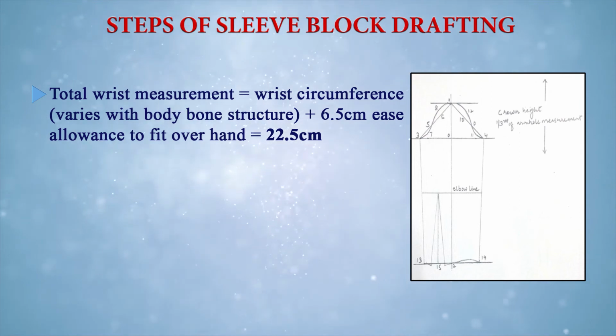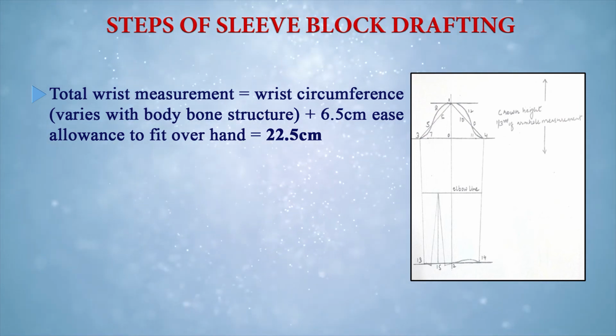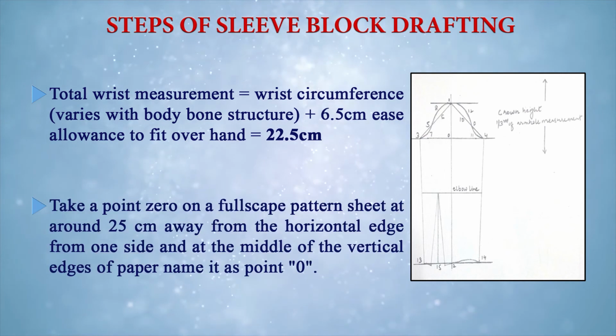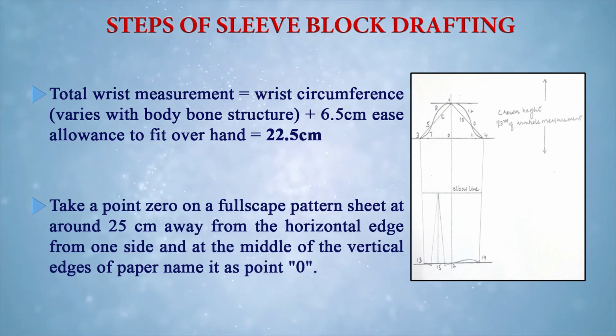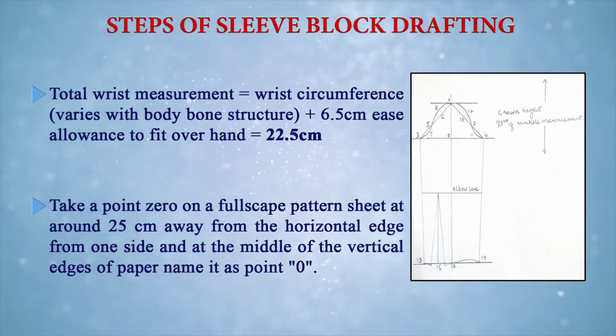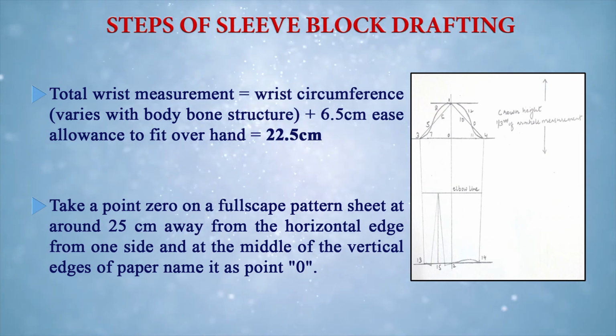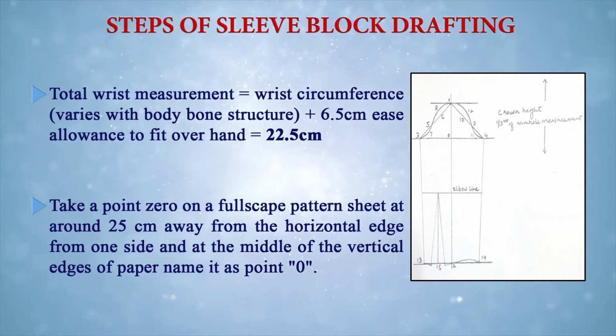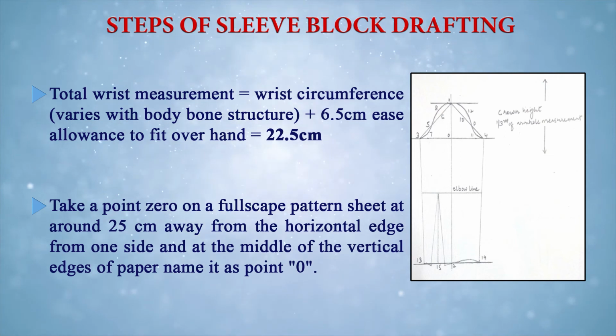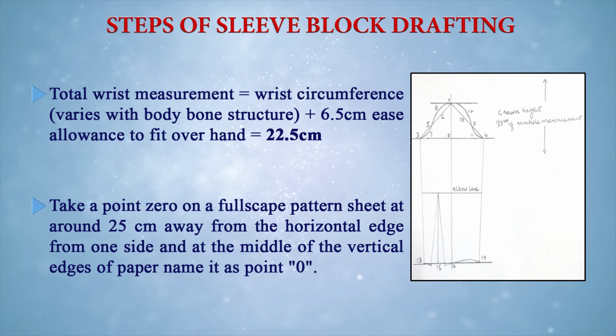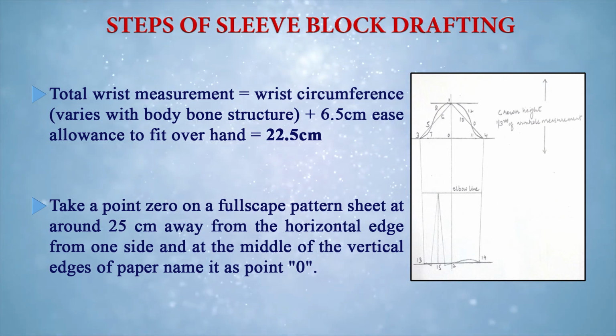Then as we have done in the basic Bodice block, we take a point 0 on a full scale pattern sheet at around 25 centimeter away from the horizontal edge from one side and at the middle of the vertical edge of the paper and name it as 0. As you can see in this picture, we have taken the measurement starting from the 0, and in this way we create the basic sleeve block using the measurements.